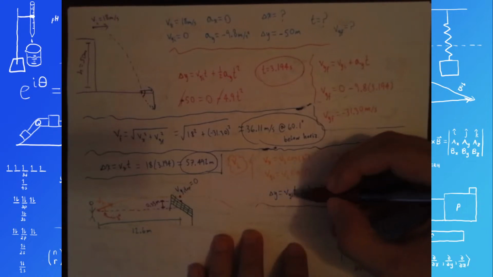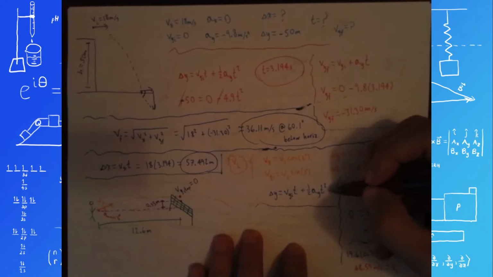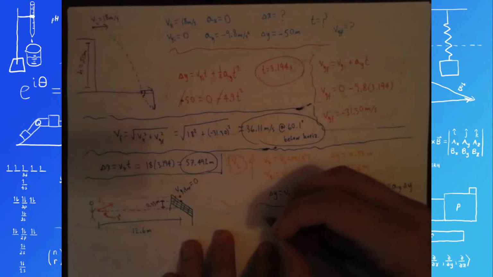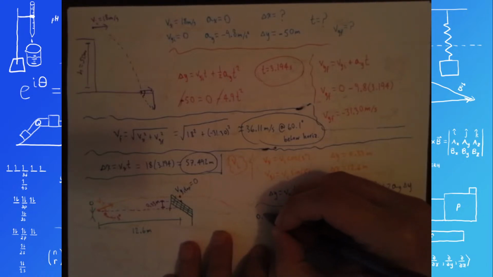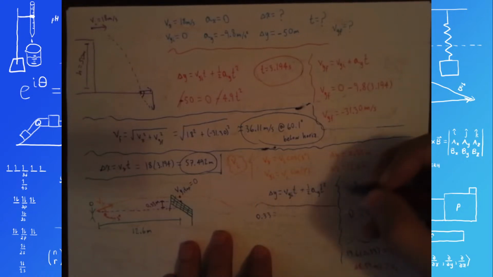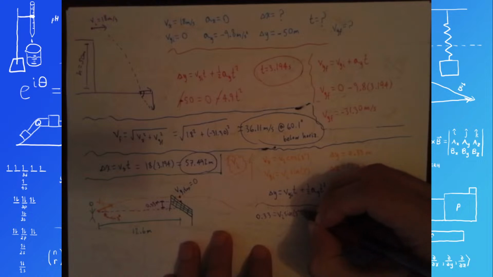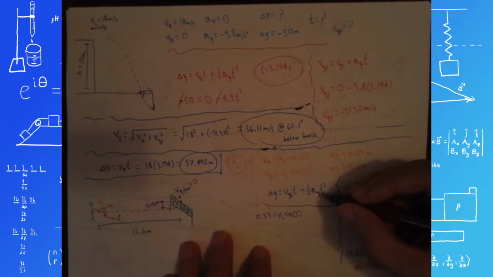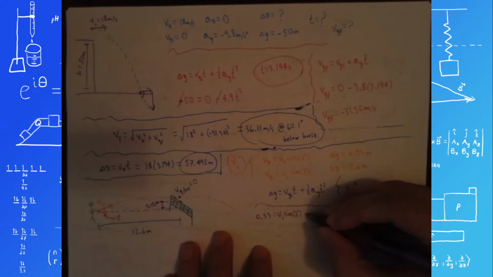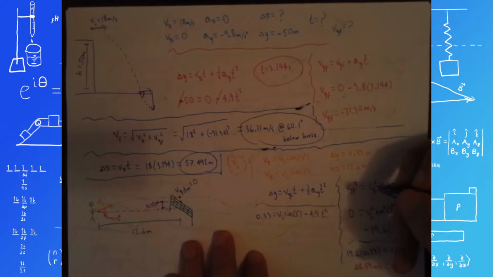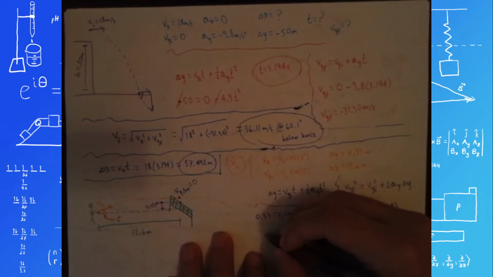So you would use delta y equals vy initial times t plus 1/2 ay t squared. So you would do 0.33 equals vy initial was v initial sine of 3. I probably should have made more space for this. Plus 1/2 negative 9.8, so negative 4.9. And then t squared. And then what you could do is you could take your equation in the horizontal direction.